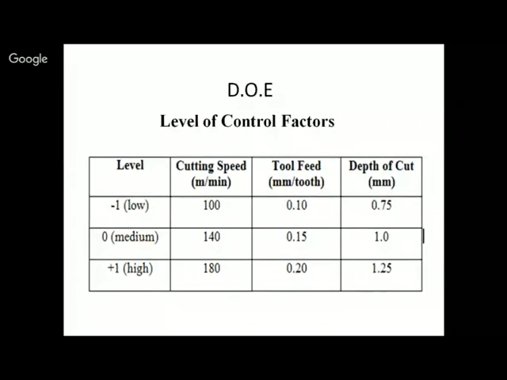I have gone for three levels: one is low, one is medium or middle, then high. For cutting speed, the lowest speed is 100 and the maximum speed is 180, and middle is 140. Again, tooth feed is 0.1 to 0.2 and middle is 0.15, and in case of depth of cut it is 0.75 mm to 1.25 and middle is 1 mm. These are the control factors, the input factors which I chose from the literature work and design data books.